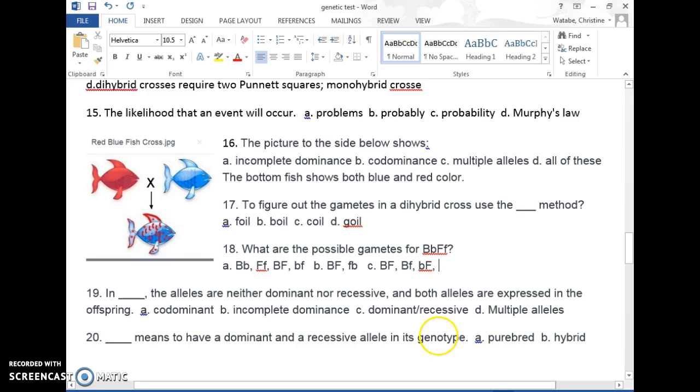And please go back to question number 18. Let's add in one more answer. So again, the question was, what are the possible gametes for a heterozygous big B, little b, and a heterozygous big F, little f? The last possible choice would be big B, big F, and big B, little f, and little b, big F, and little b, little f. So again, which choice would it be? A, B, C, or D?